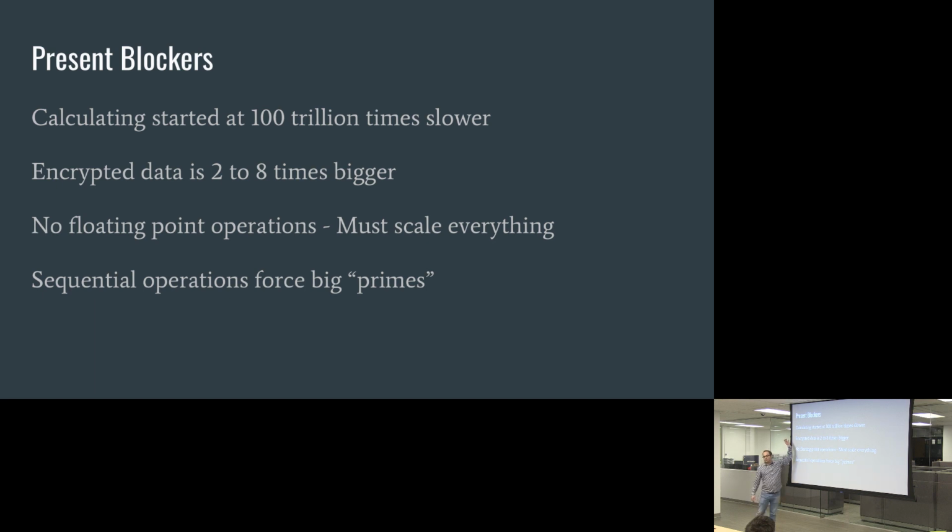What's wrong? It's really slow, really slow. It started at 100 trillion times slower than a normal operation. They've gotten a lot faster, but it's a big hurdle to get over. The encrypted data is also a lot bigger. There are no floating point operations because it's all integer, so you have to scale everything up, making it bigger. And sequential operations like a neural net force big primes in the encryption scheme, making it even bigger. So there's a lot of hurdles here to get over. So it's going to be some time before we can actually start using this to do anything.